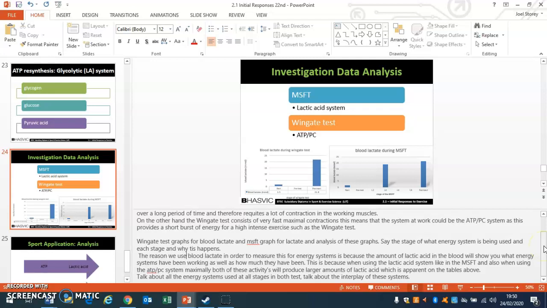This will be due to the fact that the lactic acid system would have been used after the ATP/PC system, as the test lasted 20 seconds and that can only be dominant for 10 seconds. We see less blood lactate in the multi-stage fitness test, as although the lactic acid system would have been used, it would be for a less significant amount of time, as the aerobic system, once it has kicked in, would be the dominant system for this test.